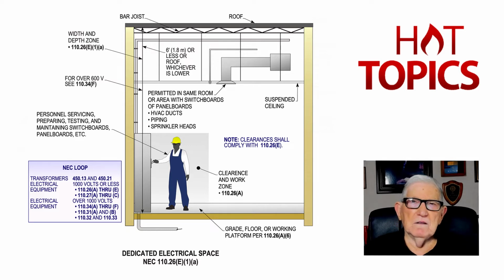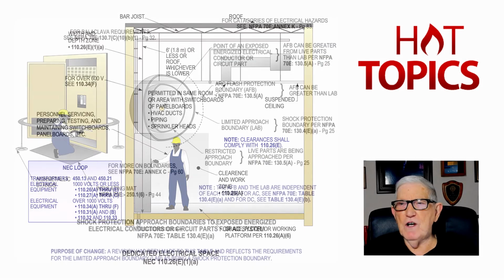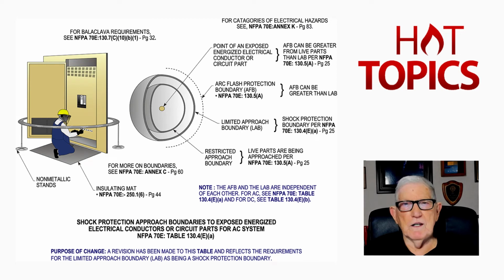But now, this is working clearances, 1910.302 through 1910.308 of OSHA, and of course the NEC 110.26(A)(1), basically for 1,000 volts or less, and over 1,000 volts, then naturally 110.34(A). Now, the next illustration that we want to look at would be the approach boundaries that we would need to review. And so that would be our next illustration.